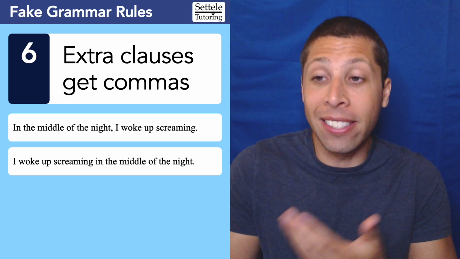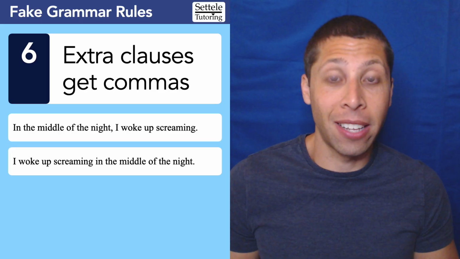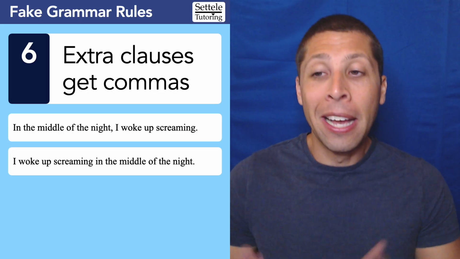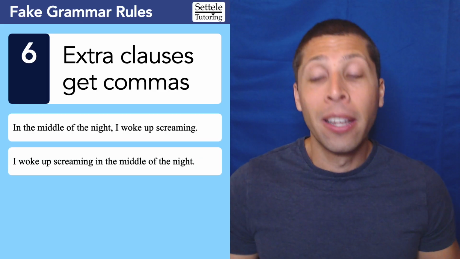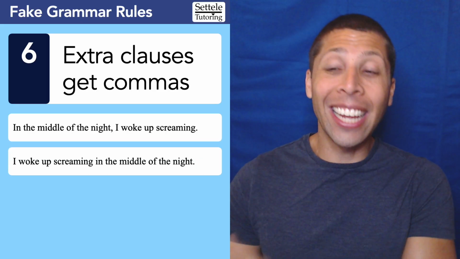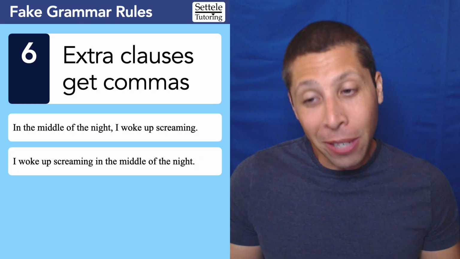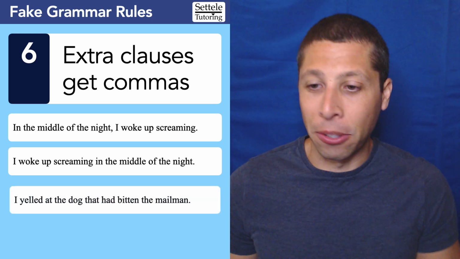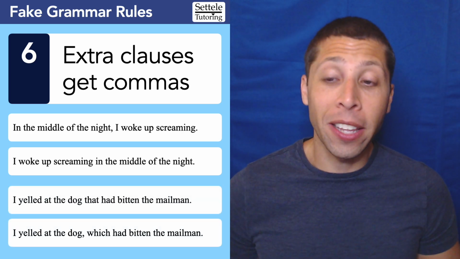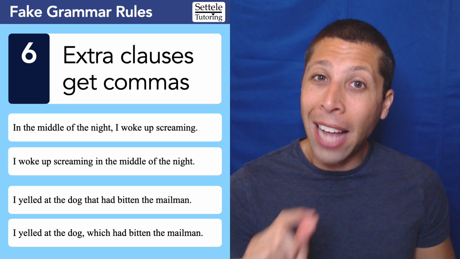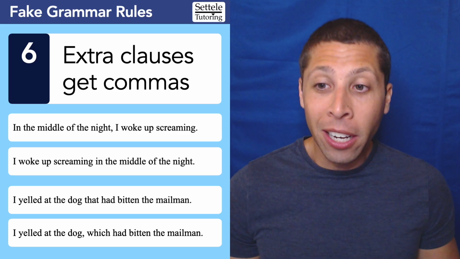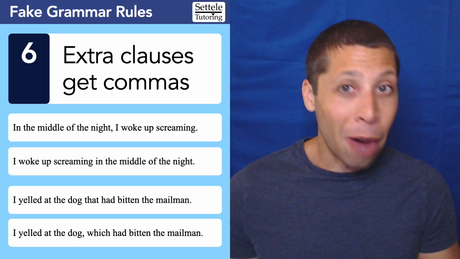We don't need it. It is definitely extra. I could just have this sentence say, I woke up screaming. But if we're going to add the prepositional phrase at the end, no comma. If we kind of move it around to the beginning, then we use a comma. So it's inconsistent. Let's look at two other examples. I yelled at the dog that had bitten the mailman. Notice, no comma. But if we switch the word that to which, I yelled at the dog, which had bitten the mailman, now we get a comma.